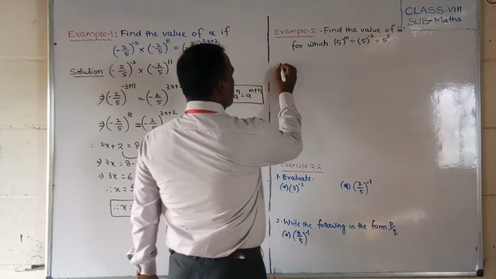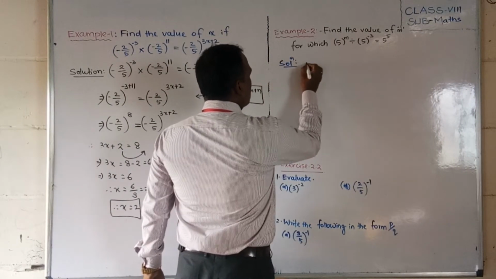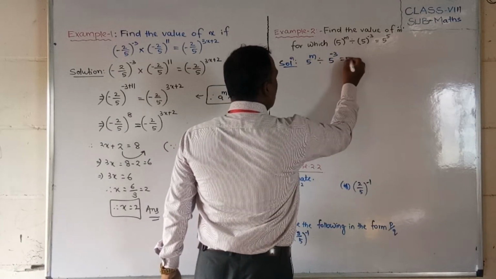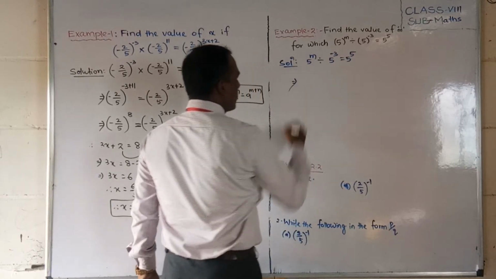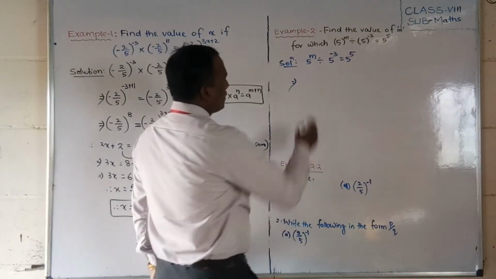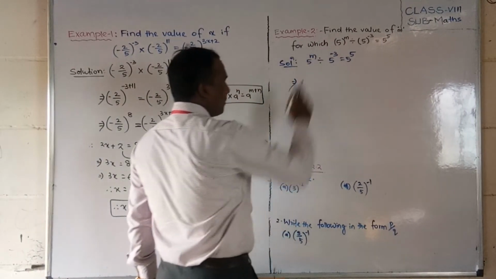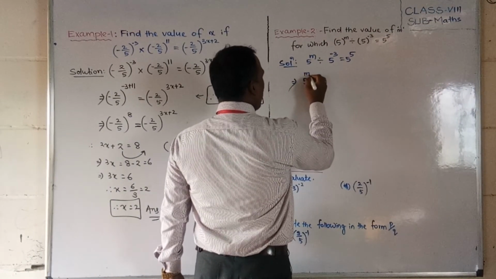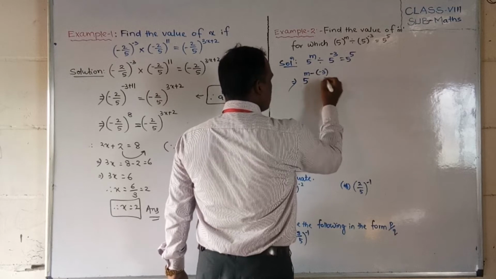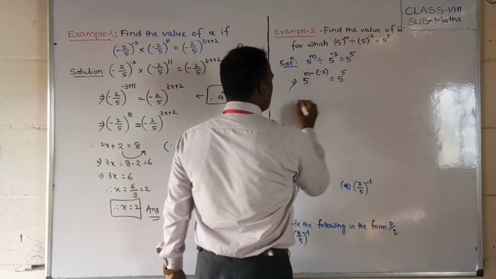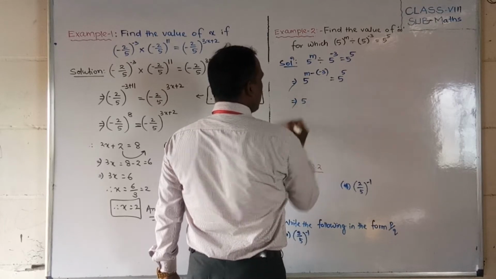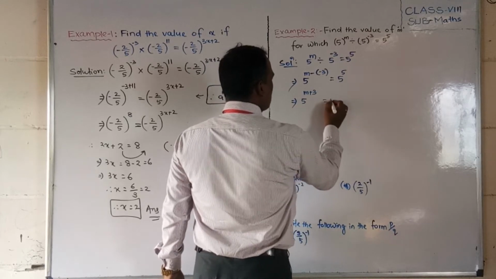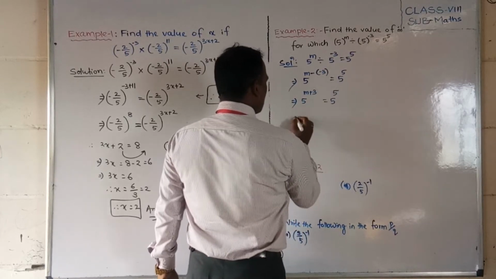Okay. So write down the solution first of all. 5 to the power m divided by 5 to the power minus 3 is equal to 5 to the power 5. Okay. So what can we write now, students? Look at the both bases are the same, and division is there. So what will be? The power will be subtracted. So 5 to the power m minus minus 3 is equal to 5 to the power 5, which implies minus into minus means plus, so 5 to the power m plus 3 is equal to 5 to the power 5.